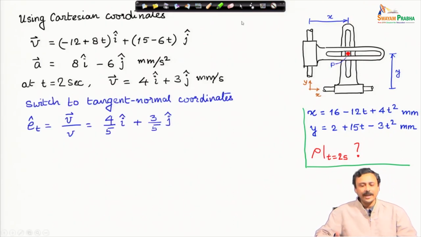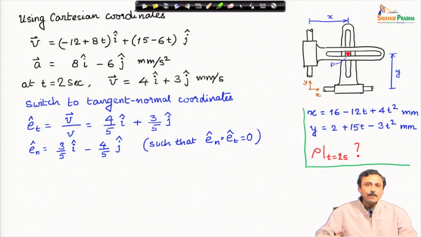So, we switch to the tangent normal coordinates. We define e_t as the velocity vector divided by the speed, and that gives us this unit vector 4 by 5 i cap plus 3 by 5 j cap. Unit vectors do not have dimensions. Okay. So, this is e_t cap.